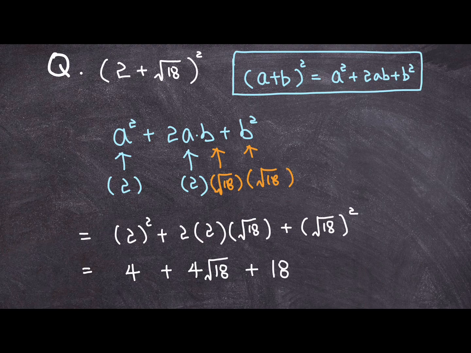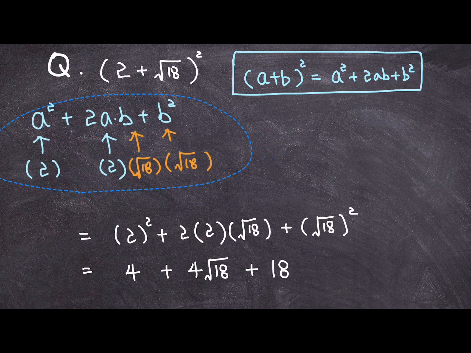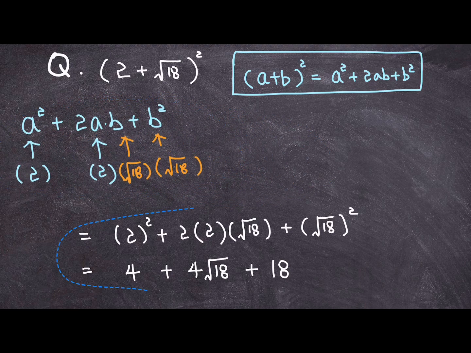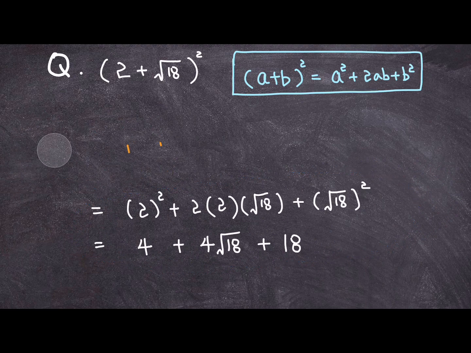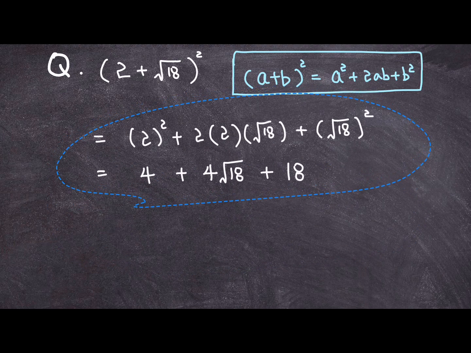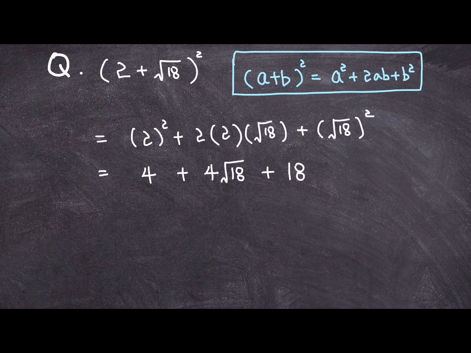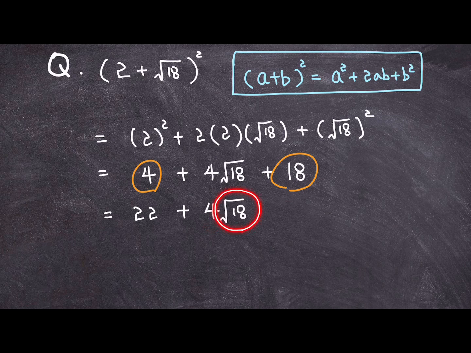Now, let's go ahead and move things a little bit. Let's move this up. Actually, I'm just going to erase this part and move it up and continue solving. Now, I am going to combine these integer terms together to simplify. That is going to give me 22 plus 4 square root of 18. Now, this is not going to be my final answer, as square root of 18 is not in its simplest form.